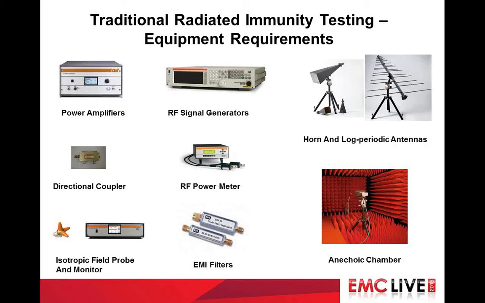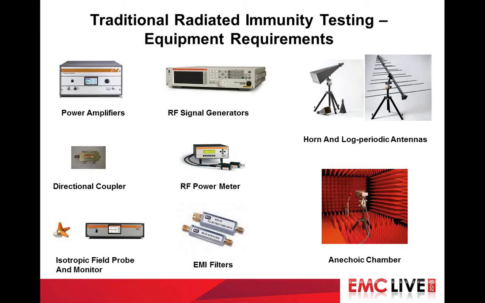Isotropic field probe and monitor: a field probe to measure field strength. In conjunction with the field probe is a monitor to record the field strength. Note, a receiving antenna or a receiver or spectrum analyzer could be used instead of the isotropic field probe.